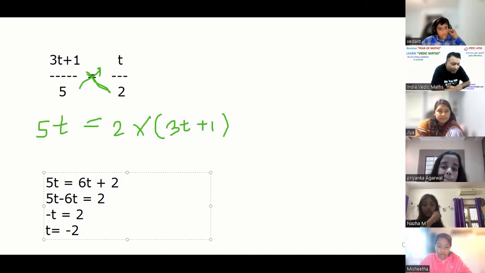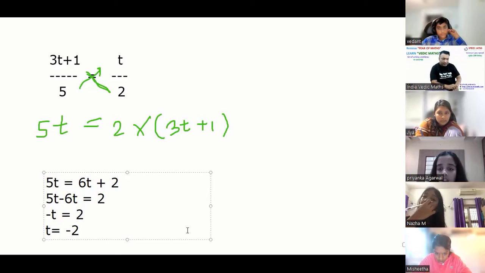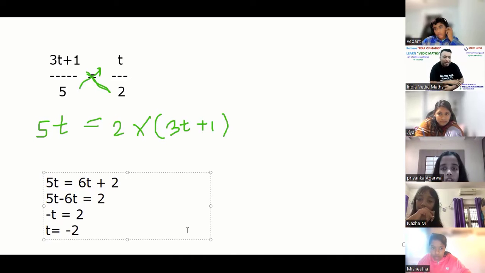So please go through and tell me. Yes, Krishna, very nice. I know some of you may be confused. So 5t minus 6t equals 2. 5 minus 6 is how much? Minus 1 or 1? 5 minus 6 is minus 1, right? So minus 1t, right? Good.